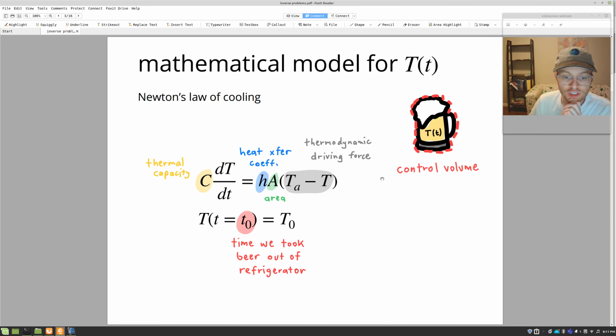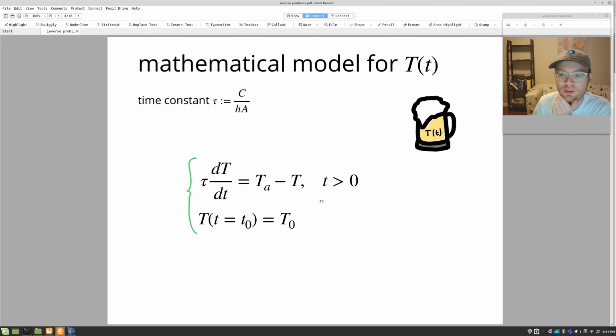So this first order differential equation that models the evolution of T of t is subject to an initial condition, where at time 0, we're going to let this be the time we took the beer out of the refrigerator, the temperature of the beer is T0, the same as the temperature of the fridge. Really, the dynamics only depend on this time constant tau, which is the ratio of C to HA. So there's only really one true parameter, and that's the time constant tau of the beer.